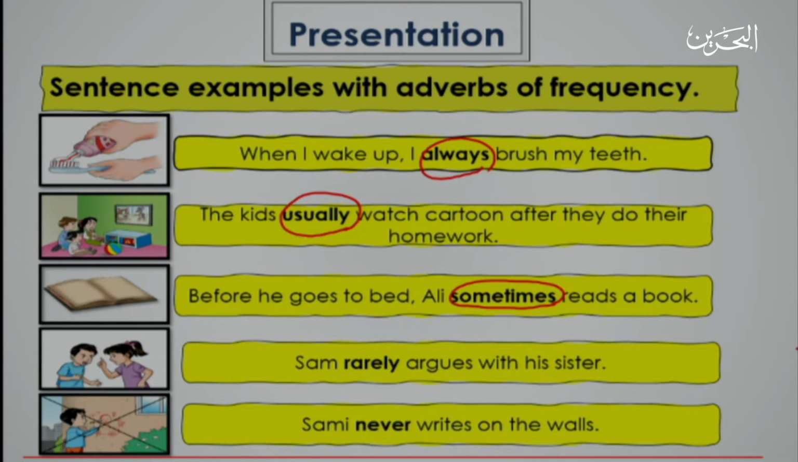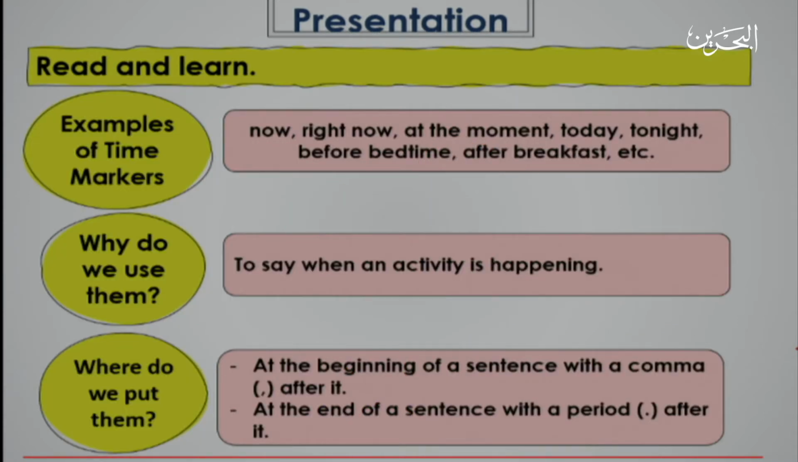Number 4, Sam rarely argues with his sister. The adverb of frequency is rarely. It's 10% of the time. He doesn't fight with his sister. He fights just a little bit. Sammy never writes on the walls. Never means this action doesn't happen. The adverb of frequency is never.